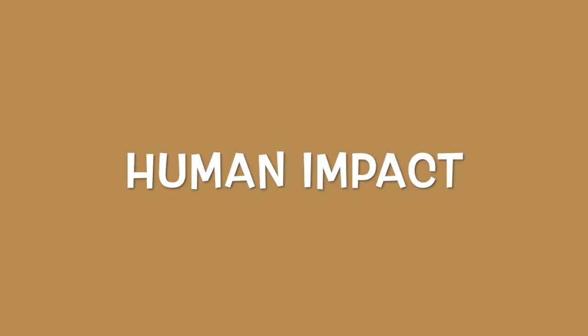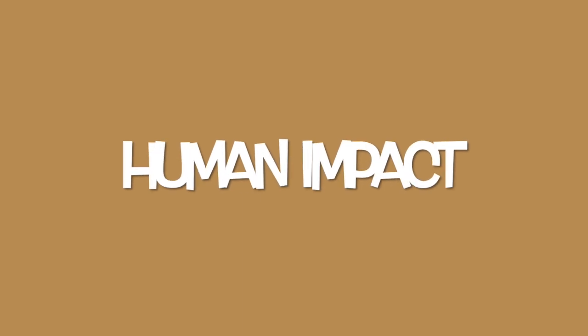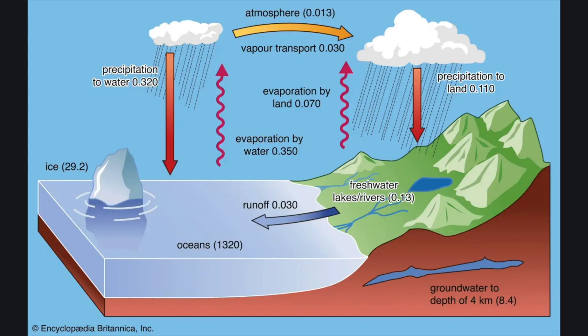Some people might be wondering, what is human impact on the hydrosphere? Human activities have significant and often detrimental impacts on the hydrosphere, which refers to all of the Earth's water bodies, including oceans, rivers, lakes, groundwater, and glaciers.